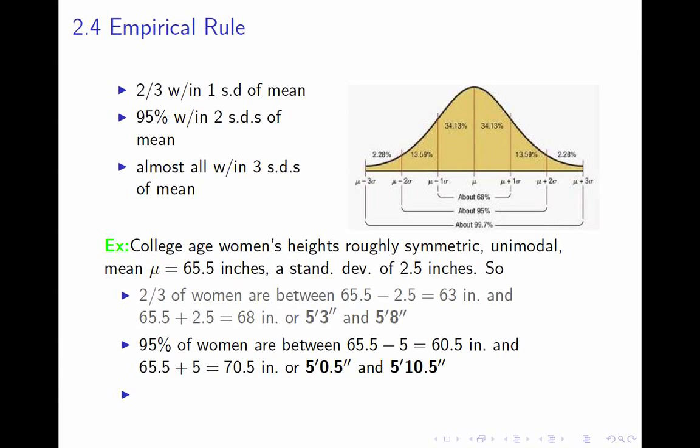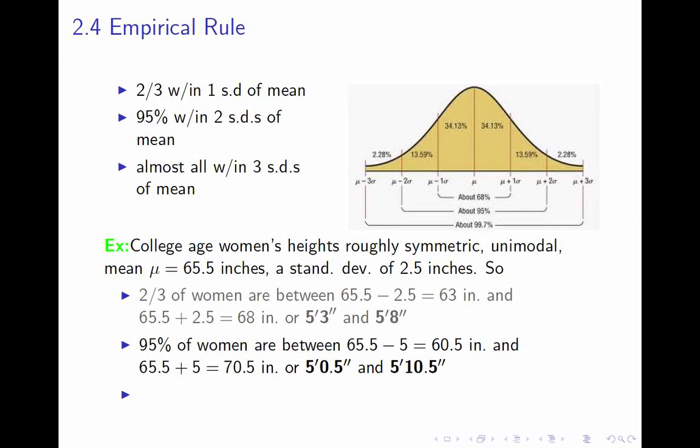Likewise, if we go up and down 2 standard deviations. So 2 standard deviations is 5 inches. If we add and subtract 5 inches from 65.5, we get 60.5 and 70.5, which is 5 feet and a half inch to 5 foot 10.5 inches. So that's going between the 2nd and 6th red line in the figure. And this would tell you that 95% of college-age women have a height between 5 foot and a half inch and 5 foot 10.5 inches. Again, think about the college-age women you know and see if that's reasonably plausible.